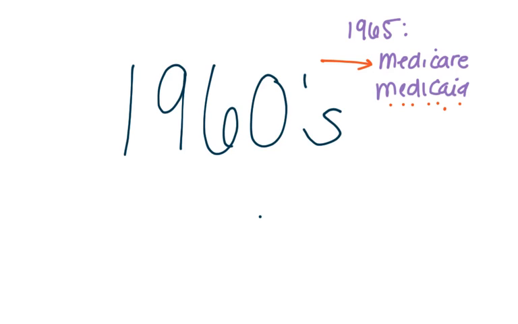So Medicare was meant to cover the elderly, and Medicaid would cover persons who were in poverty.